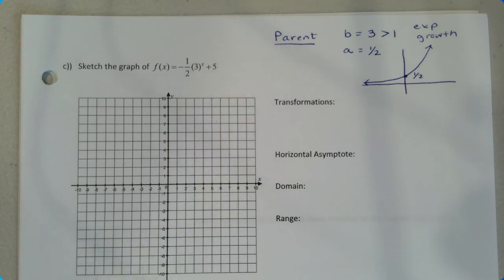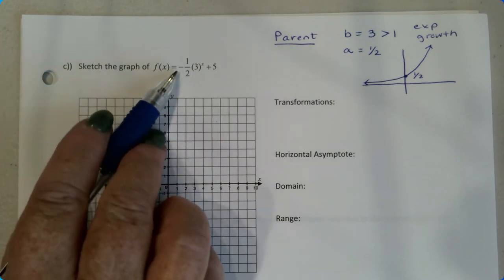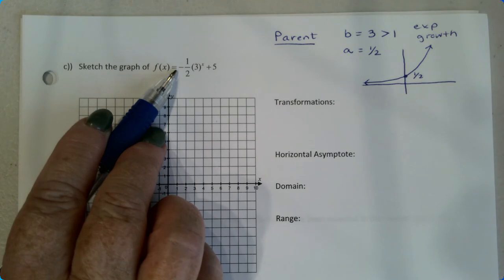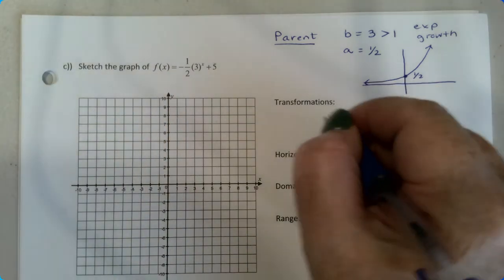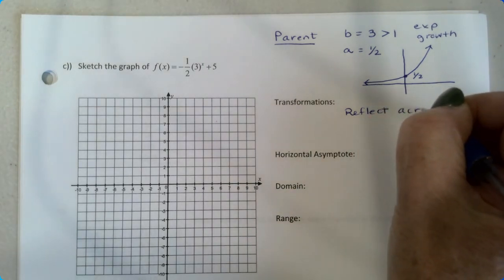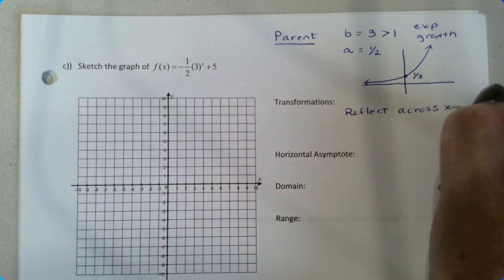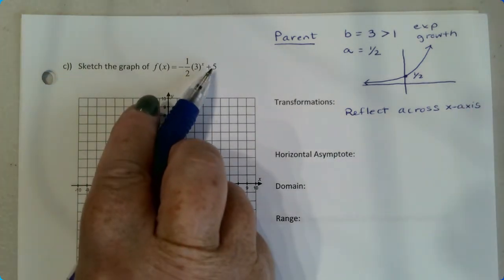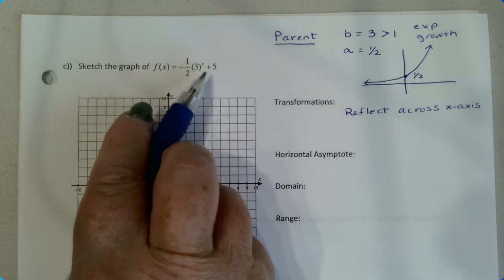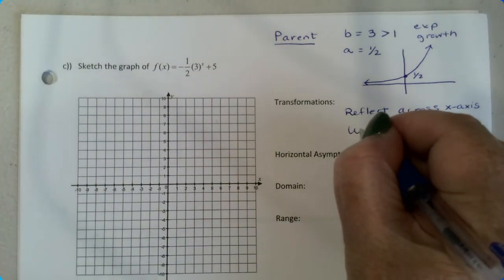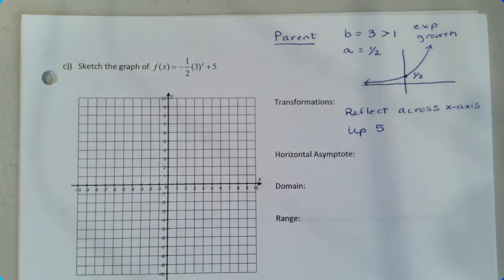As far as transformations, there are two things that are happening here. First, that negative sign reflects it over the x-axis. So it turns it upside down. Secondly, the plus 5, not in the exponent, but outside of it, that's a vertical shift. So we're going to go up 5.